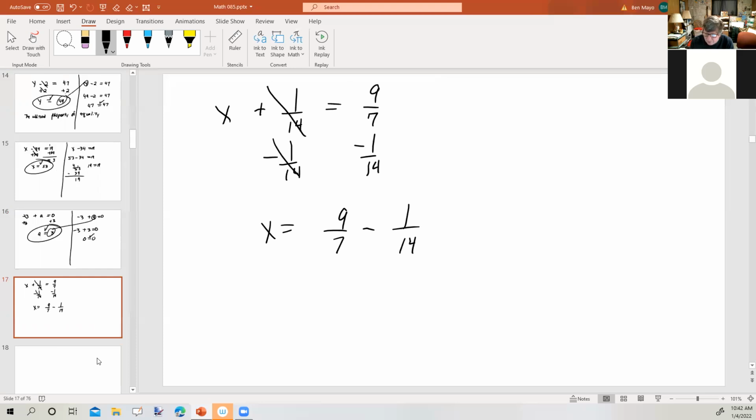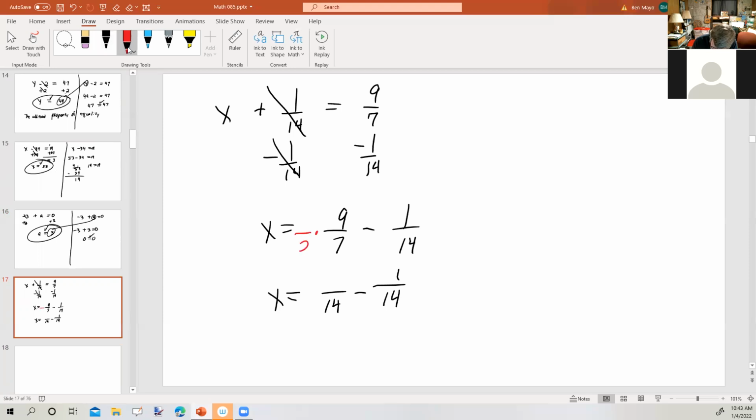But in order to subtract the two fractions on the right side of the equation, I need to get a common denominator. In fact, I want the least common denominator. The least common denominator of 7 and 14 is 14. Do you have any questions about where I got that? No? Okay.